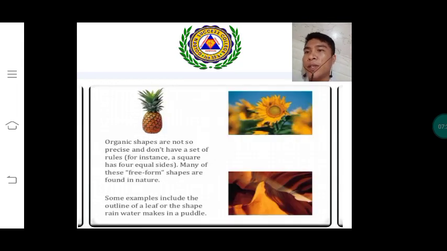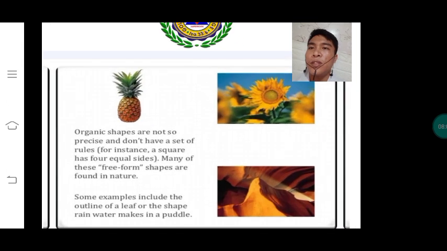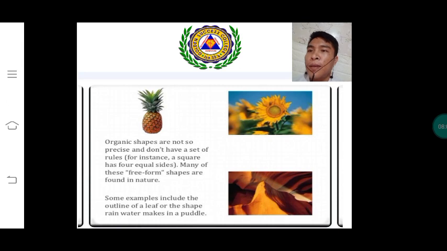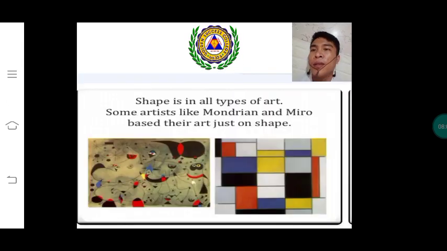Next is the organic shape. Organic shapes are not so precise and don't have a set rule, for instance, a square has four equal sides. Many of these free-form shapes are found in nature, for example, the outline of a leaf or the shape rainwater makes in a puddle. You can see in the picture, guys, these are found in nature.